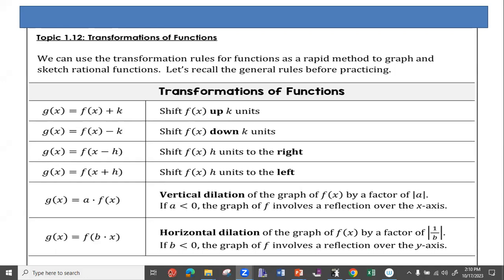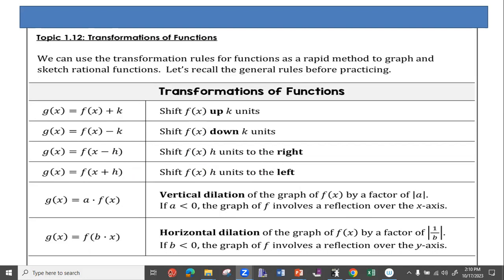Your K value is what you're adding or subtracting, and it's going to cause your function to go up and down, right? Your H value is attached with your X, and your X is a what? Liar. X's lie to us, okay? So even though it says minus H, we're actually going to the right. It says plus H, we're actually going to the left because our X's do the opposite.